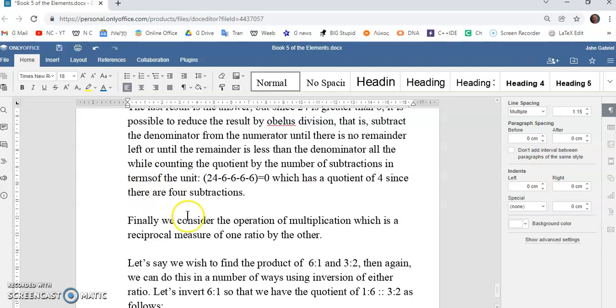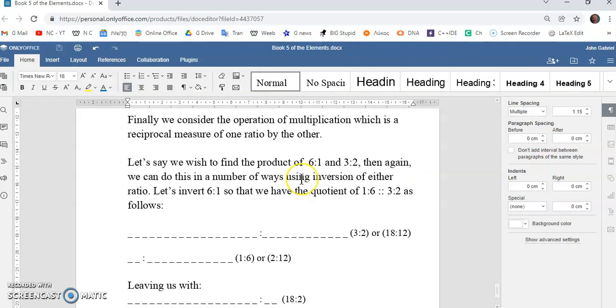Of the unit. So there are 4 subtractions with no remainder, which means that the quotient is 4. So finally, we consider the operation of multiplication. And multiplication is a reciprocal measure of one ratio by another. So let's say we wish to find the product of this ratio and this ratio. Then again, we can do this in a number of ways using inversion of either ratio, okay?